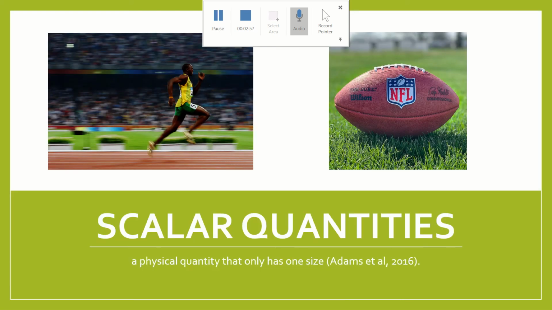Linear motion can be split into two different quantities. Scalar quantities can be described as a physical quantity that only has one size. For example, distance is a single value between 2 points, such as a football being thrown 50 meters. Mass is a single measure of how much matter is in an object. For example, an athlete could weigh 90 kilograms. Another example of a scalar quantity is speed. For example, a sprinter can run 10 meters per second. The reason these are all scalar quantities is because they do not have a direction and only have a magnitude.